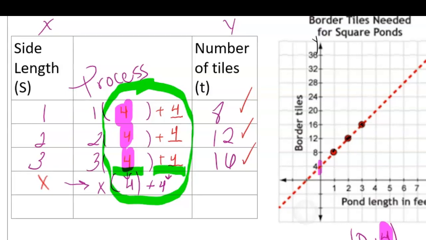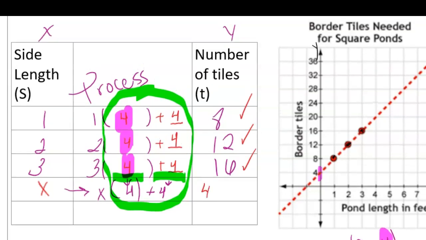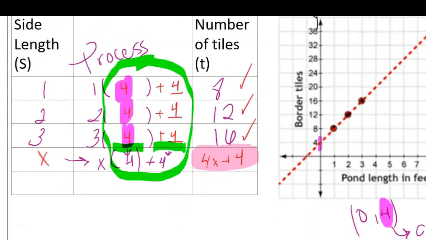So then, do you guys remember? We just brought it right over. So then we have 4x plus 4. Please make a note of that. This is actually going to give you guys what your algebraic rule is. So write in here your rule.